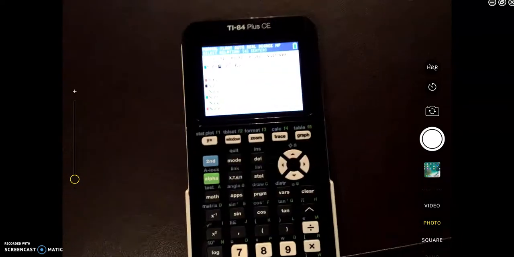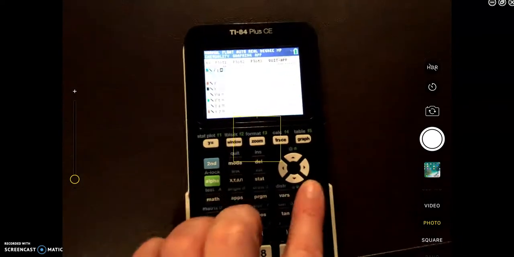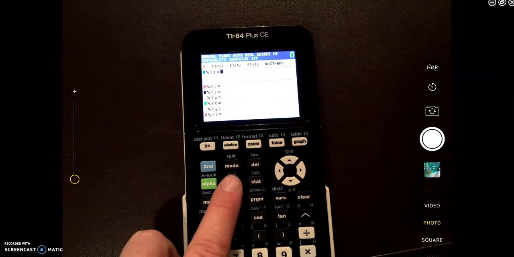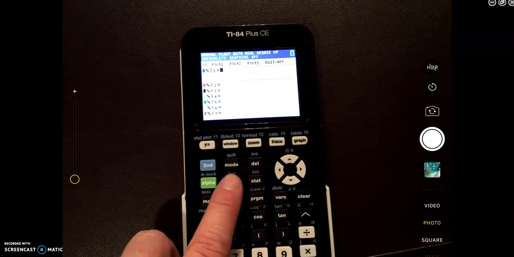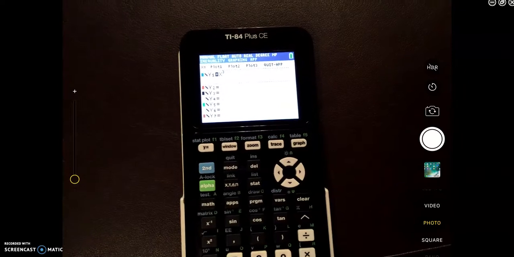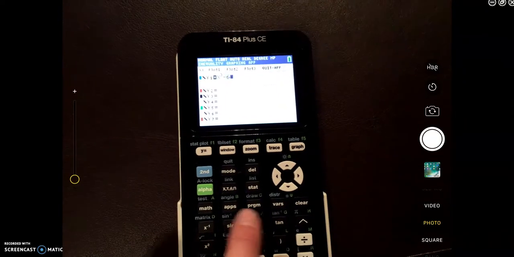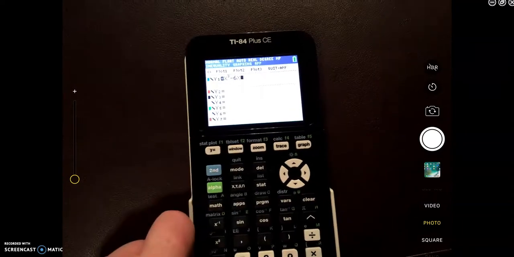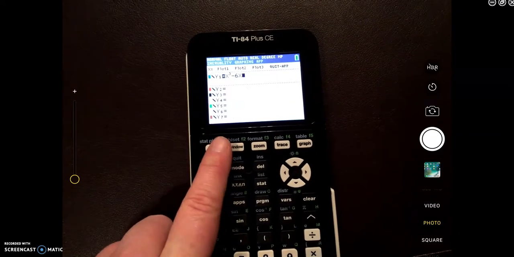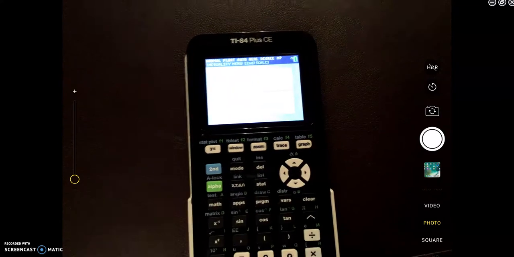The first function that it asks us to find the integral of, and there are 2 different ways to find the integral. So we're going to start with the Calc menu. The first one it asks us to find the integral of is x cubed minus 6x. And so we go ahead and put it into y equals and we graph it.